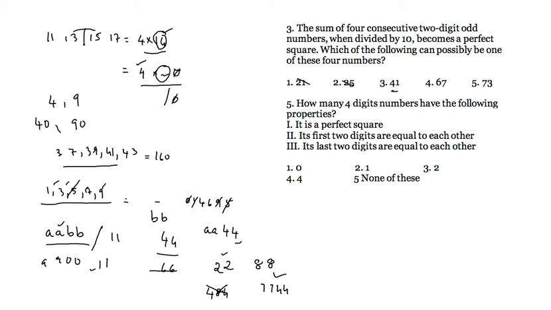So how many 4-digit numbers? Only one, which is 7744. I hope the entire reasoning was clear to you. See you for the next set of questions.